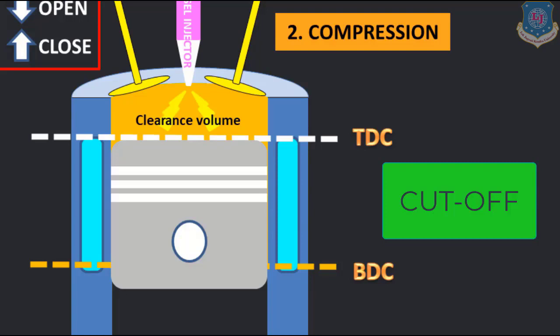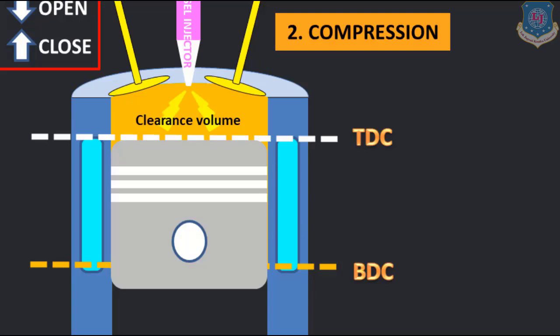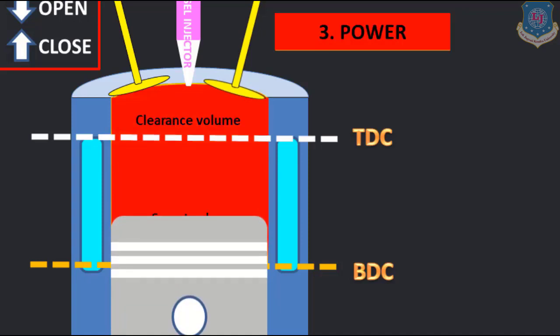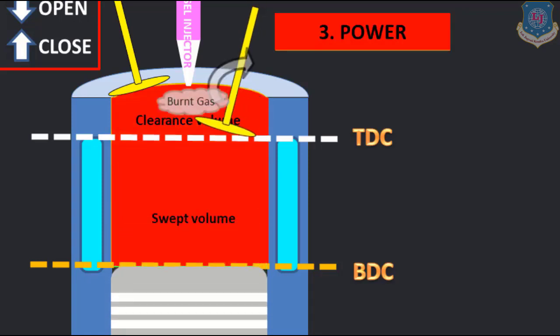So we will do the cutoff, and when the piston starts the power stroke, moving from TDC to BDC, we will switch off the injector. Now you can clearly see that two strokes are already done. In the third stroke, the piston is leaving TDC and our diesel injection will be off. Power will be achieved inside the cylinder as the piston moves from TDC to BDC, and we generate the power stroke.